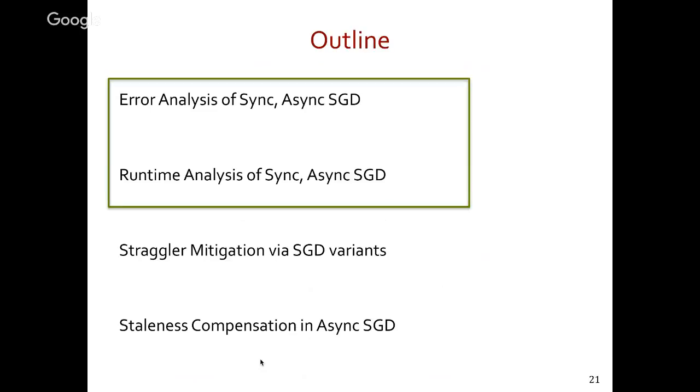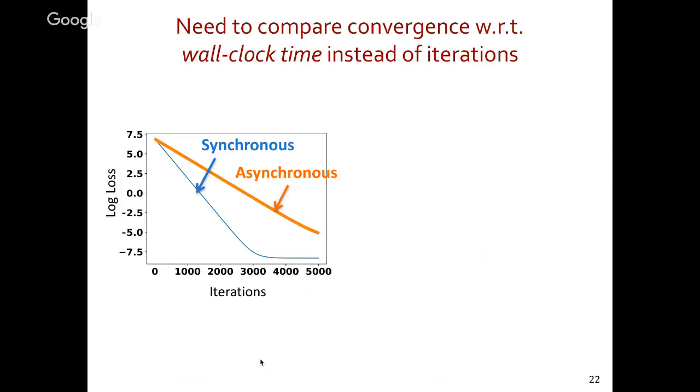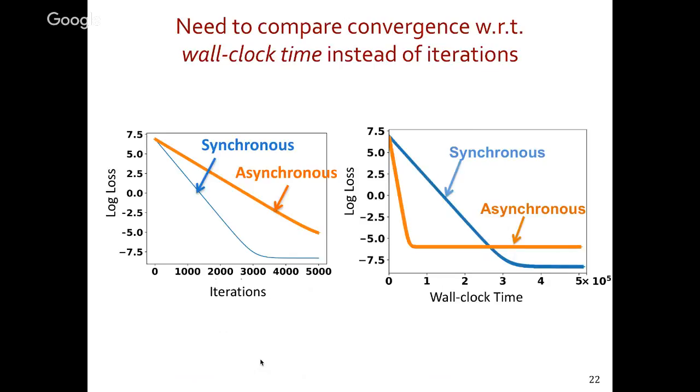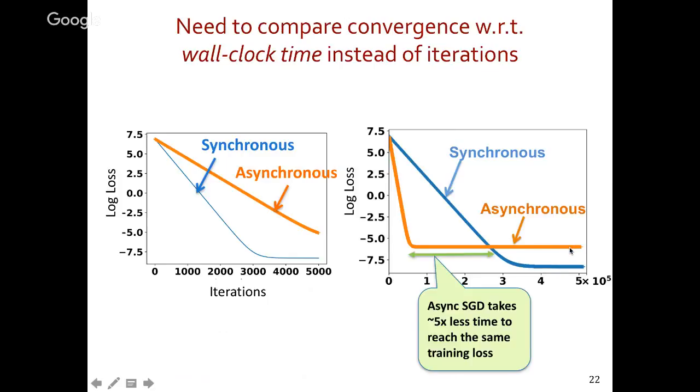Now, putting these together, we get the plot that I showed at the beginning of the presentation, where if we compare synchronous and asynchronous SGD with respect to the wall clock time instead of the number of iterations, we get that asynchronous SGD, because of its small runtime per iteration, has a sharp drop in the error at the beginning, but then later on, it converges to a larger error floor. And for this example, we could show that asynchronous SGD actually takes 5x less time to reach the same training loss. And these are theoretical results, but even in experiments, we can see large gains in asynchronous SGD over synchronous SGD.